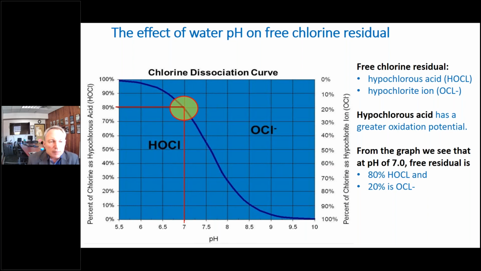At a pH of 7, 80% of the free chlorine residual exists as hypochlorous acid, and 20% exists as hypochlorite ion. So that's a fairly effective combination. If we were to go all the way to 9.5 or 10 pH, you see that near 100% of free chlorine would exist as the weaker form, the hypochlorite ion. So the higher your pH, the weaker your free chlorine residual, or the less effective your chlorine residual. If you went toward the lower pH, it would become a greater quantity of hypochlorous acid and more effective.